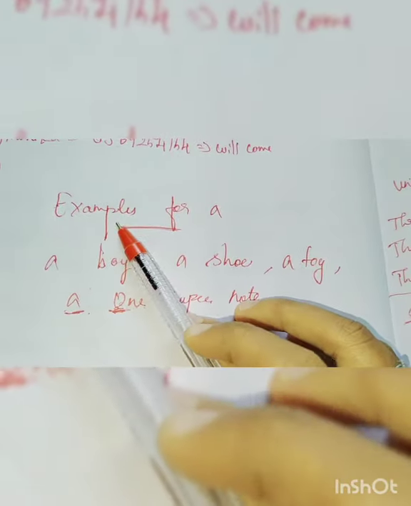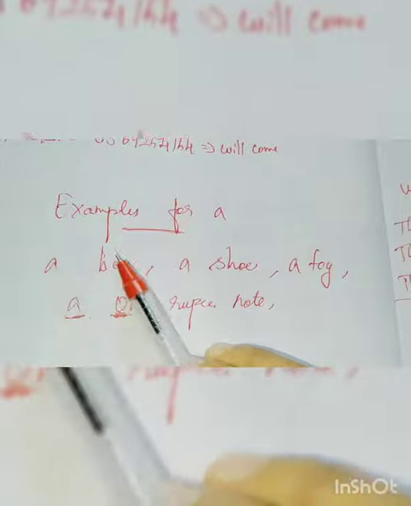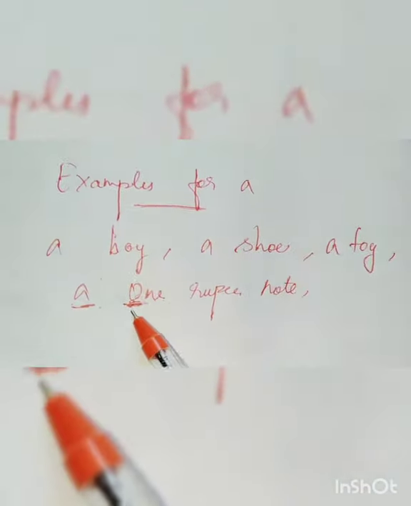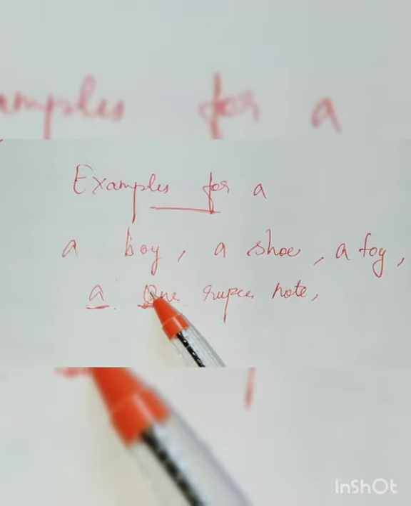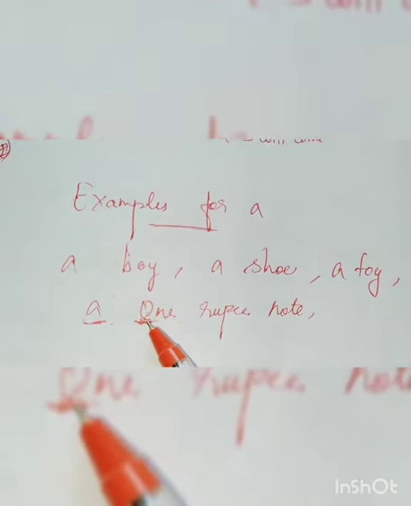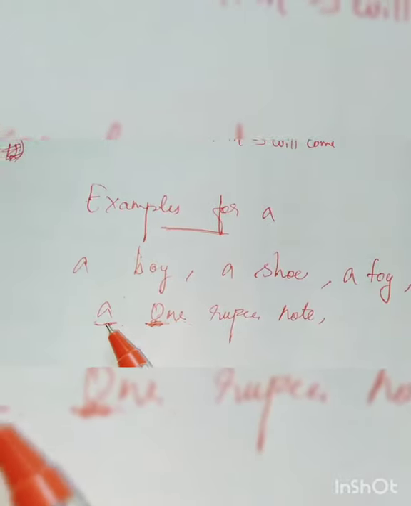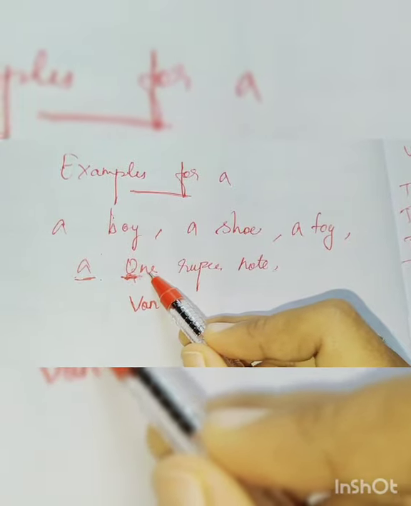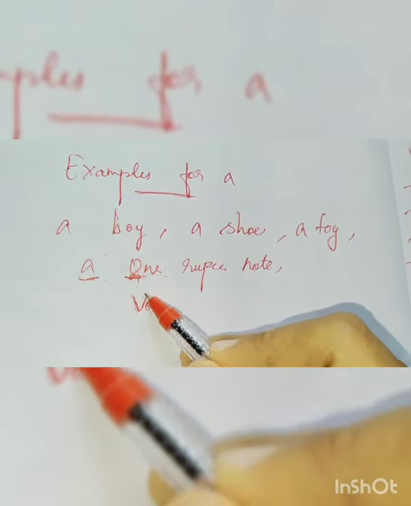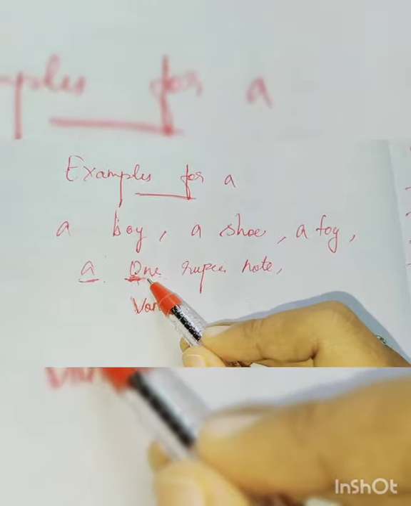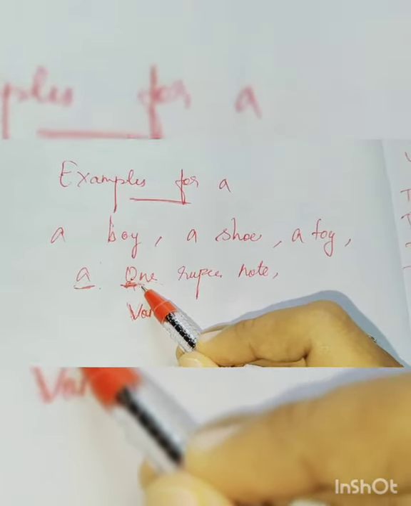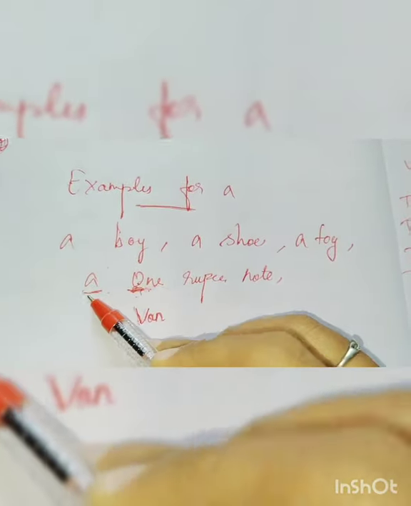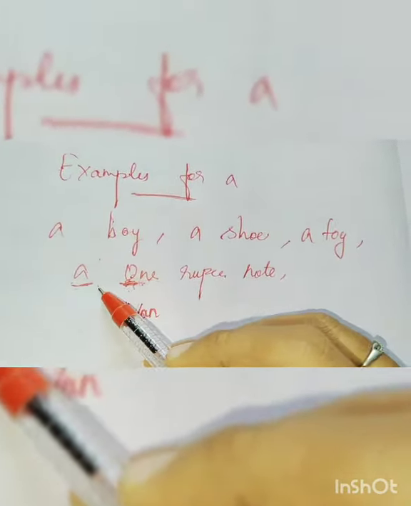And these are the examples for "a": a boy, a shoe, a toy, a 1 rupee note. Here in 1 rupee, O is a vowel letter, but we use "a". You know why? Because we pronounce the word "one" like "won", so this is also a consonant sound. Thus we use "a" before 1 rupee note. Okay.